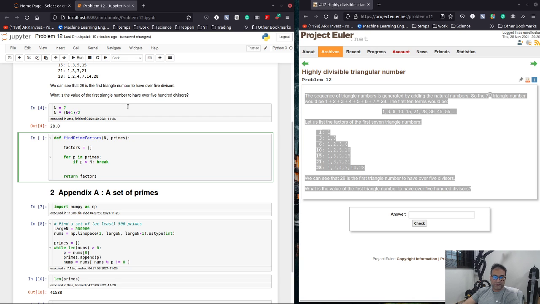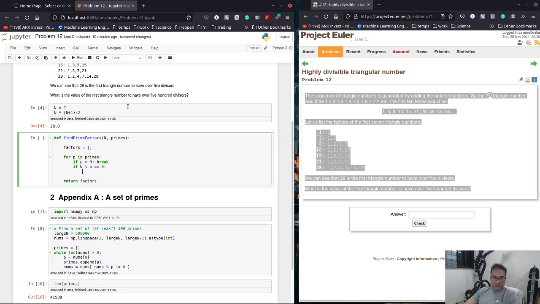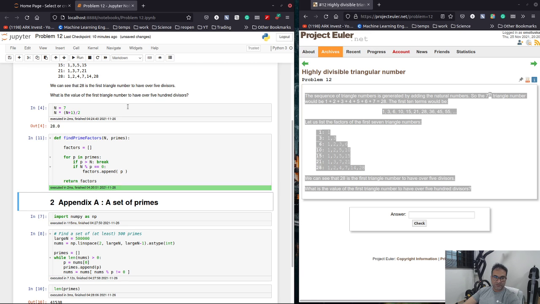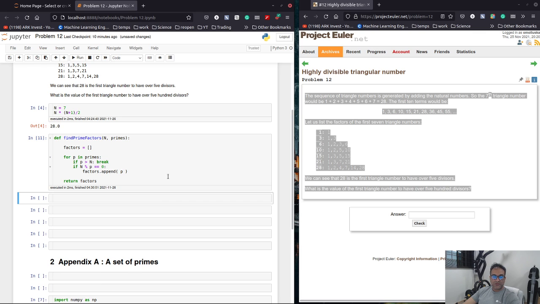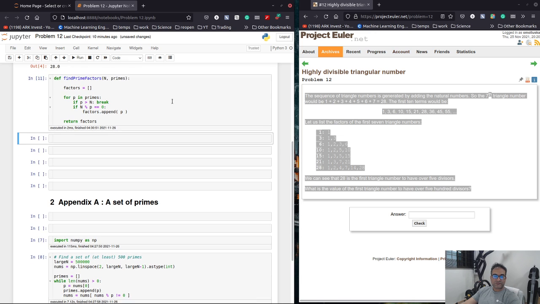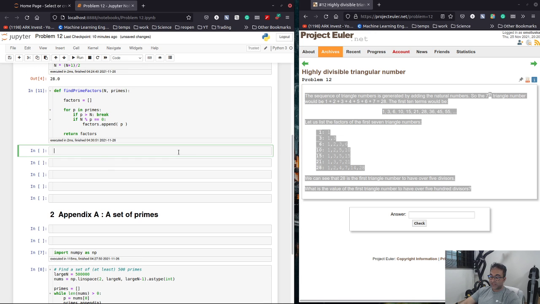Okay, now if n percentage p is 0, then that's a factor. Factors append p. Okay, and return factors. So that should give us the prime factors. Okay, so now let's check.